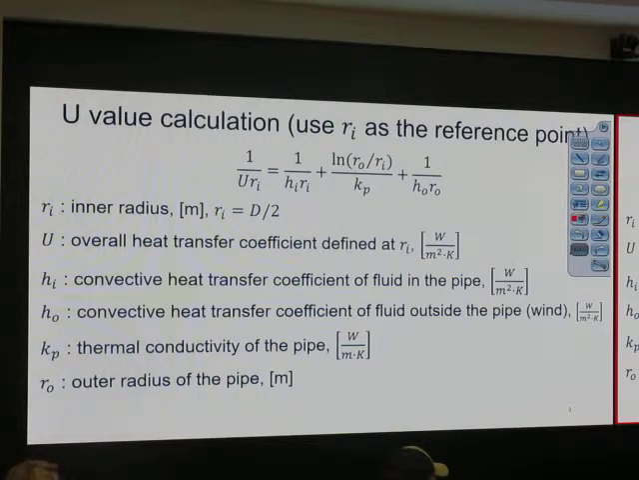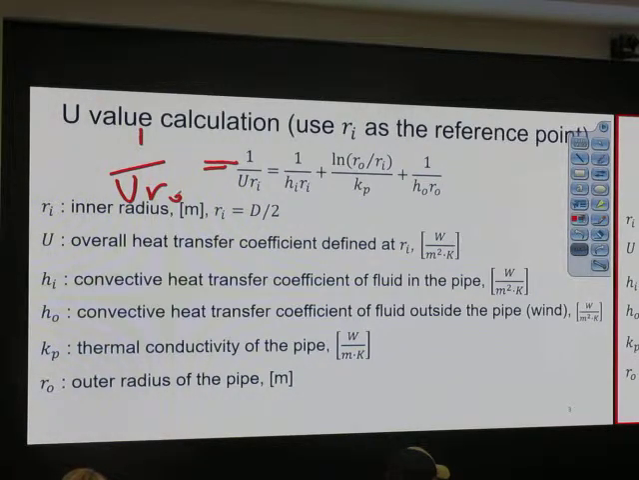For example, in this case, I give the whole expression of the U value. Here, U is multiplied by R sub I, or inner radius. So this means this U value is referenced at the inner radius. Okay. Sometimes they may give you 1 over U and R sub O. In that case, that U value is referenced at the outer radius.